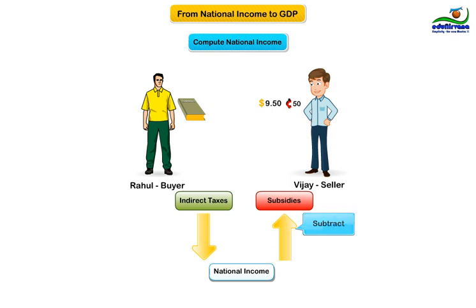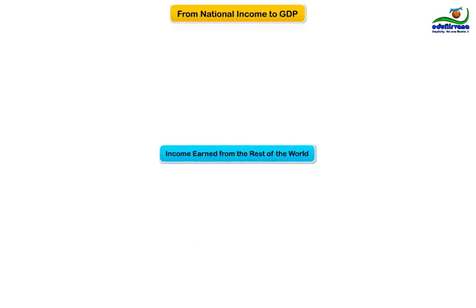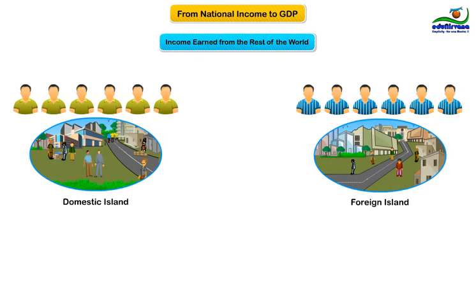The following equation and exhibit show what must be added to and subtracted from national income to compute GDP. GDP is equal to national income minus income earned from the rest of the world plus income earned by the rest of the world plus indirect business taxes plus capital consumption allowance plus statistical discrepancy. Let us first see income earned from the rest of the world.